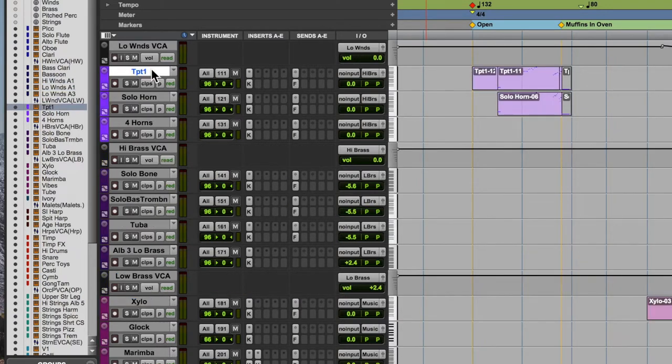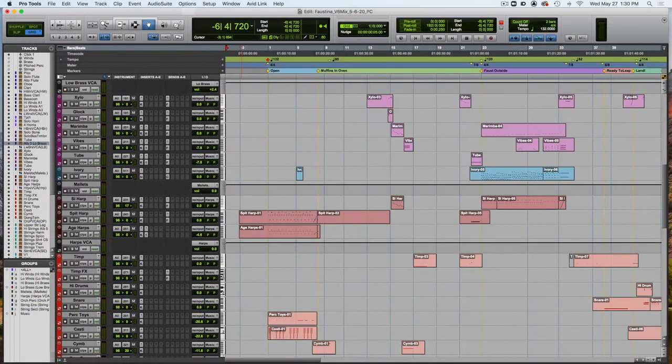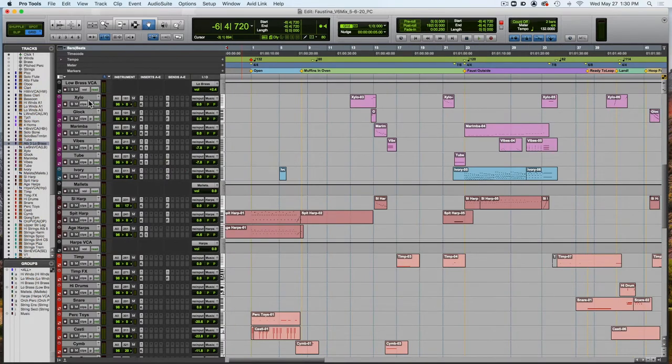Scrolling down a little further, the brass is the Cinematic Studio Brass, which blends very well with the Spitfire Studio series. So we've got solo trumpet, solo horn, four horns. We've got our brass VCA, high brass VCA, solo trombone, solo bass trombone, tuba, and then Albion 3 low brass. All the pitched percussion is from the Joby Burgess library by Spitfire. Xylophone, Glock, marimba, vibes, tubular bell. The piano is the German D from Ivory. We have three harp tracks.